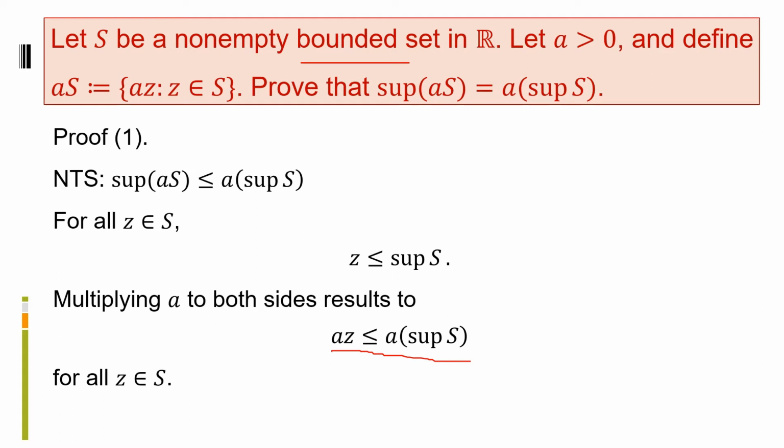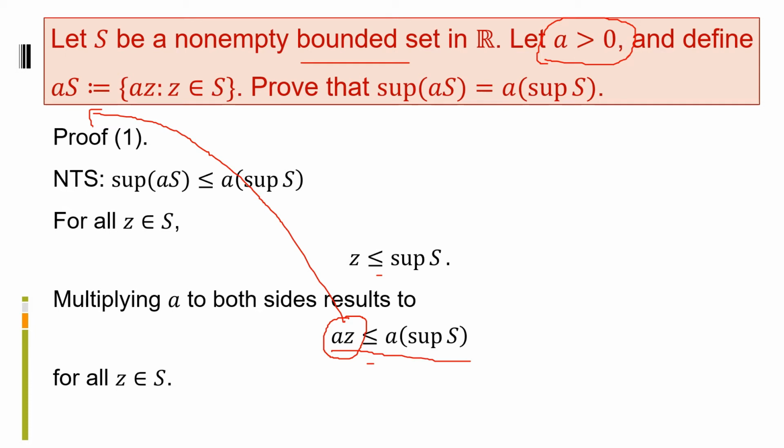Note here na yung A natin dito is greater than 0. So, hindi magre-reverse yung ating inequality. And note also that AZ is an element of AS. So, what does this imply? Anong sinasabi nito ngayon sa atin?